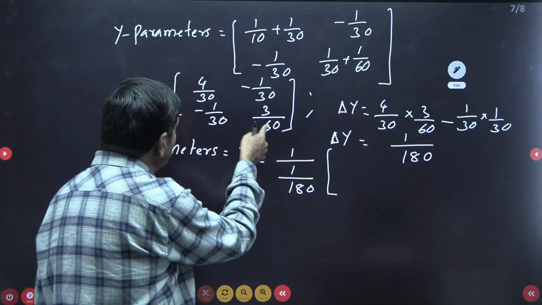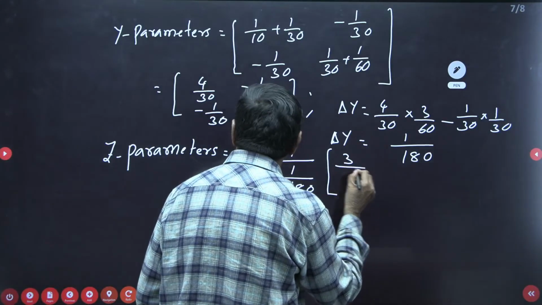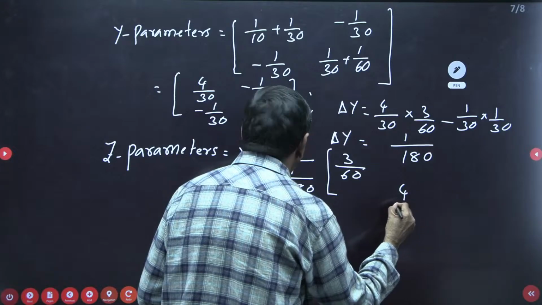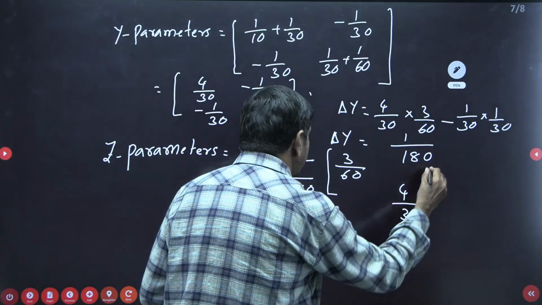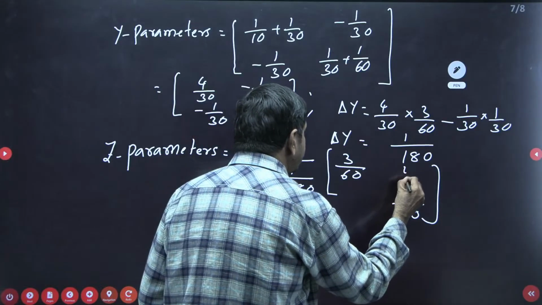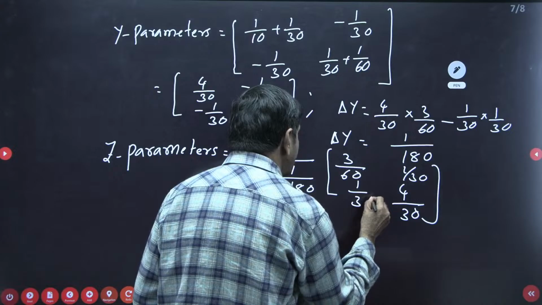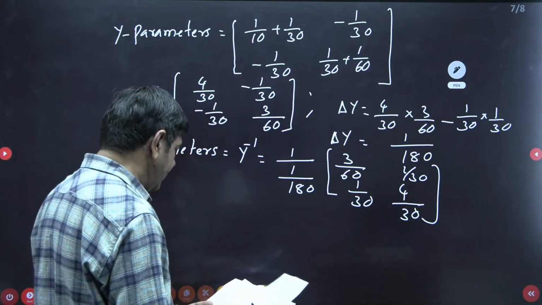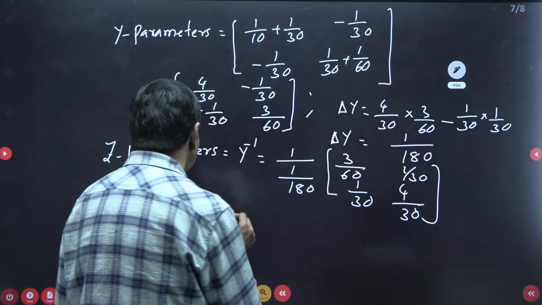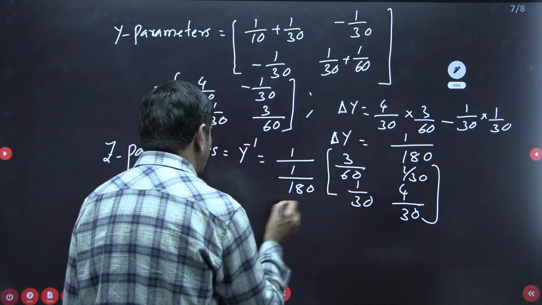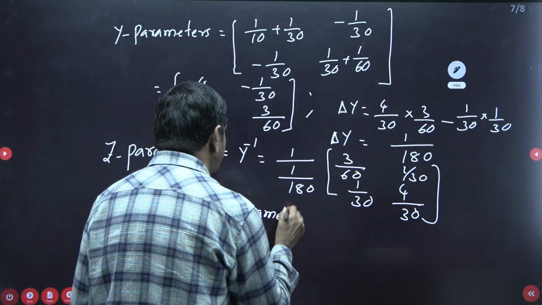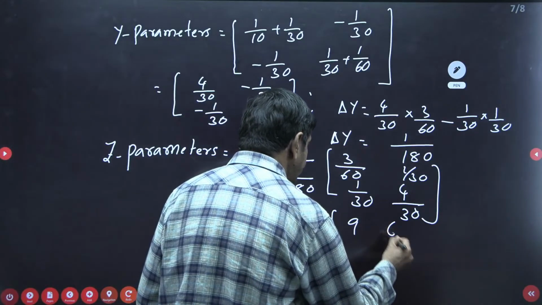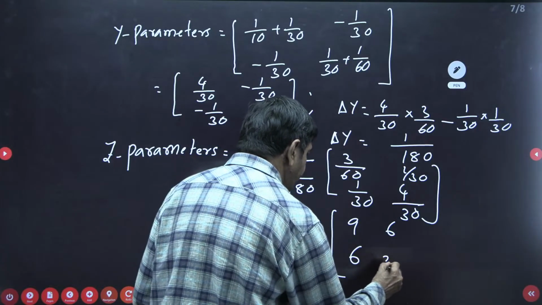But in the matrix, you know, this goes to this side. The 3 by 60 inverse you can get as 1 by determinant into, this goes to here, 3 by 60. This will come to this side, 4 by, according to the matrices. This sign change is possible. 1 by 30, this is 1 by 30. Finally you can take it here now. On simplification, it comes like this. Whenever you apply the simplification, the z parameters you can get like this. Whenever you are using the calculator, the z parameters are taken as 9, 6, 6, 24. It comes.